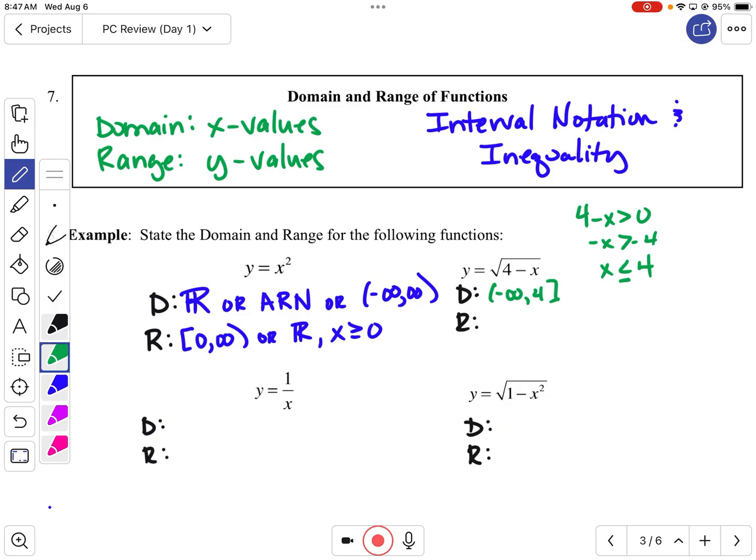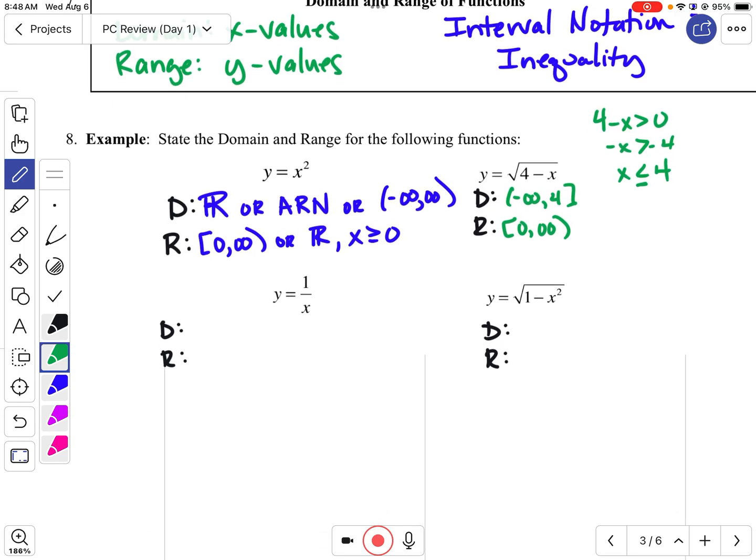So now if we think about our range, all right, if we put 4 in there, obviously that's going to give me a 0, so 0 is going to work. If we put 3 in there, we're going to get a positive number. If I put 2 in there, a positive number. So our range is going to be 0 to positive infinity. Okay, that function itself will always be positive. It's a nice little square root function.